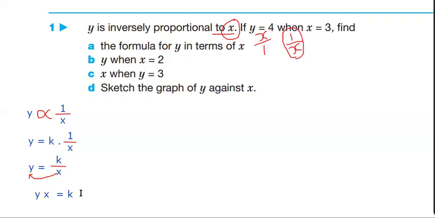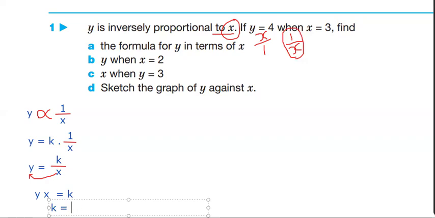Now, how do we find k? We find it by multiplying x and y. So I'm going to go back to the question. The y is 4, the x is 3. Now I'm going to use it here to find the k. This means k will equal 3 times 4, which is y and x. So I'm going to write it in order.